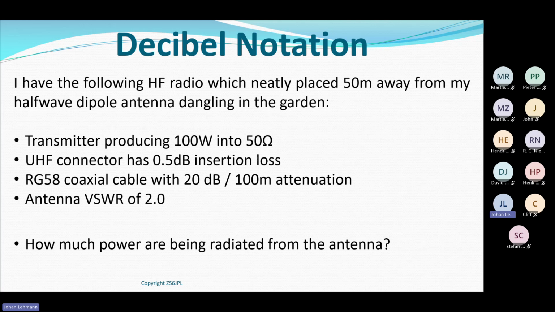My HF radio's transmitter is producing 100 watts of power into 50 ohms. My UHF connector has 0.5 dBs of insertion loss. My RG58 coaxial cable has a 20 dBs per 100 meters attenuation. And my antenna's got an SWR of 2. So the question to consider is how much power is being radiated from the antenna. Something to mull about.